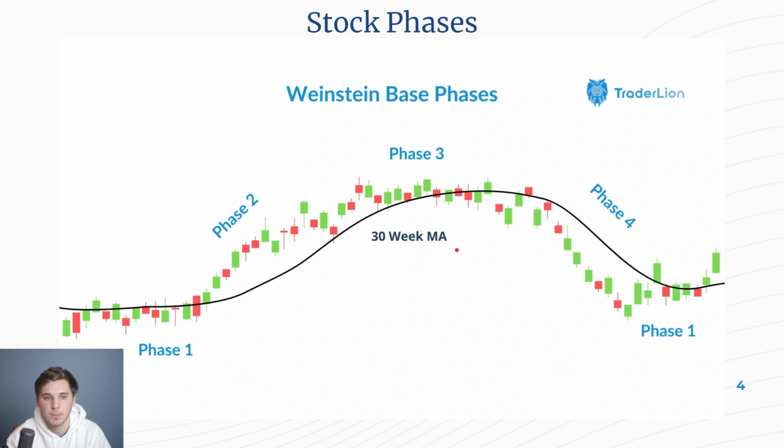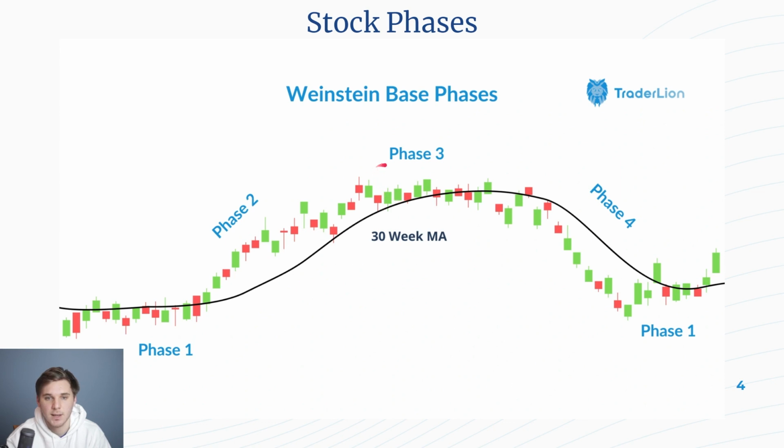And how do you differentiate between phase 1 and phase 2 and the other phases? Well, you want to use a longer term moving average like the 30-week moving average. And a phase 1 is characterized by the stock oscillating back and forth around a flattening 30-week MA, usually after a longer term decline. A phase 2 is the stock beginning to trend above an increasing 30-week MA.